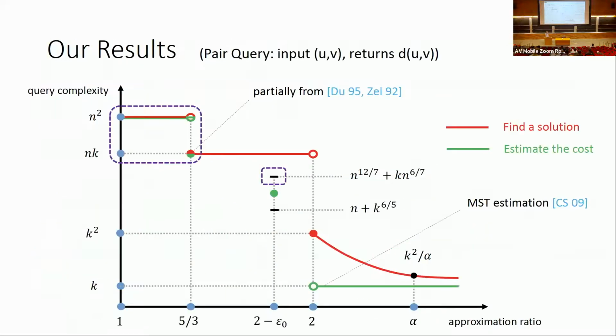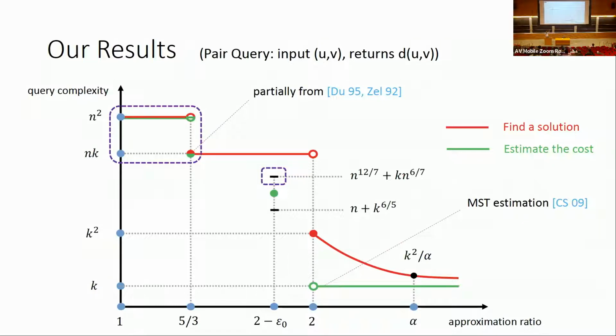So in this work, we consider the query complexity of both solution finding and cost estimation tasks of this problem. Together with some previous work, we obtain a rather comprehensive understanding of the query complexity for all kinds of approximations. This figure shows our results: the horizontal axis shows the approximation ratio, the vertical axis shows complexity. A dot or a line here means that in order to get some approximation, you need at least, or at most, that number of queries.